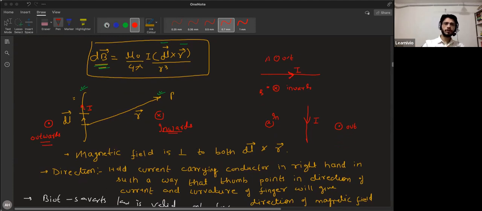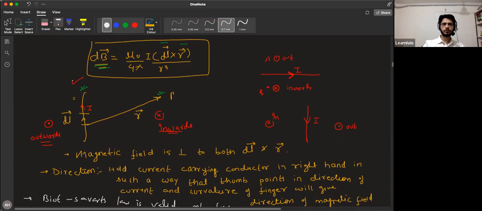See, if you can remember these four examples, 1, 2, 3, and if the current is going to the left hand side, then here the magnetic field will be inwards, and here your magnetic field will be outwards. In most of the questions, you will get these types of examples.